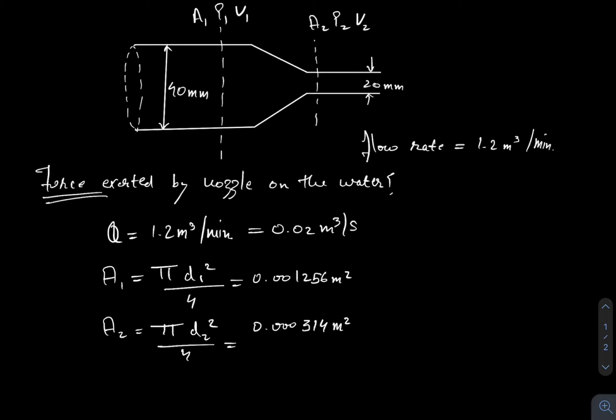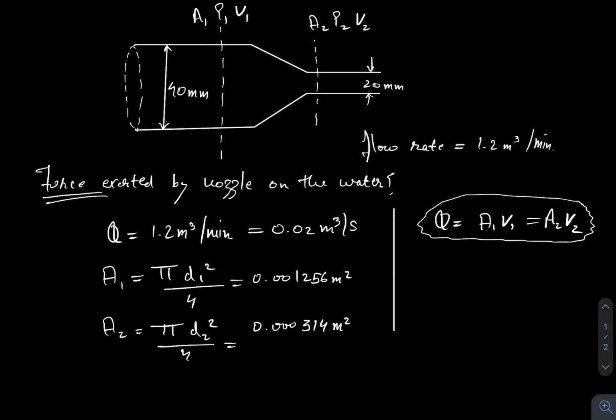Now we know Q is equal to A1 V1, which is also equal to A2 V2. This is the continuity equation. We have already studied this equation. So all three equations are used in this numerical: our continuity equation, our Bernoulli's equation, and the third one, our momentum equation.